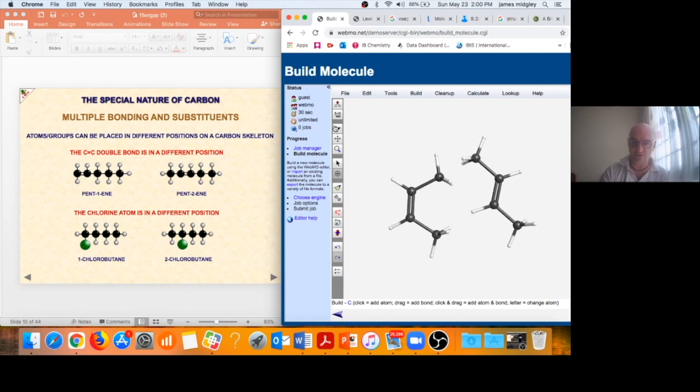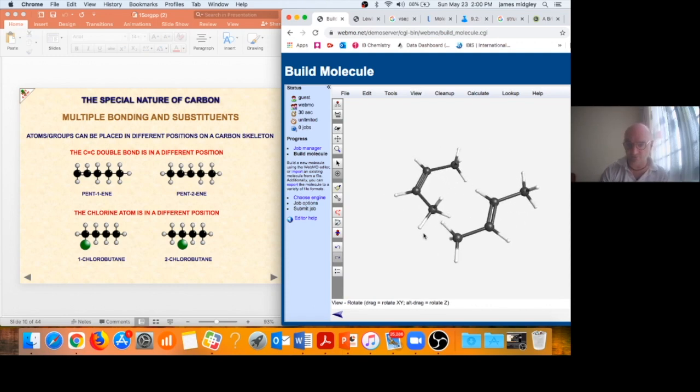Are those two the same molecule? Talk amongst yourselves for a moment. They are both 1, 2, 3, 4, but 1, 2. They are both but-2-ene. On the slide we have pent-1-ene and pent-2-ene.